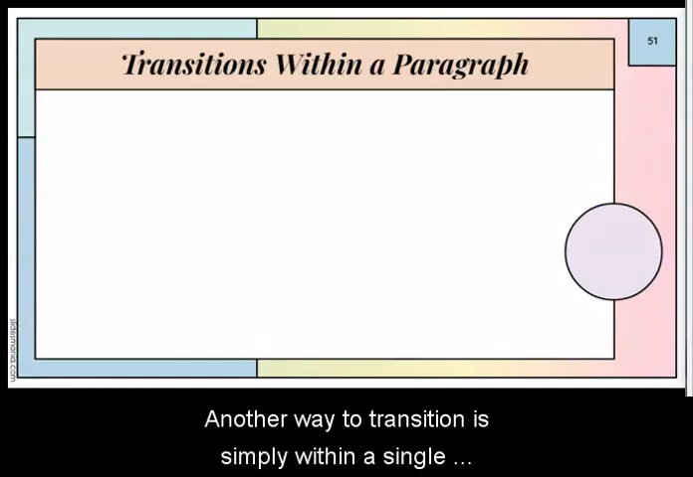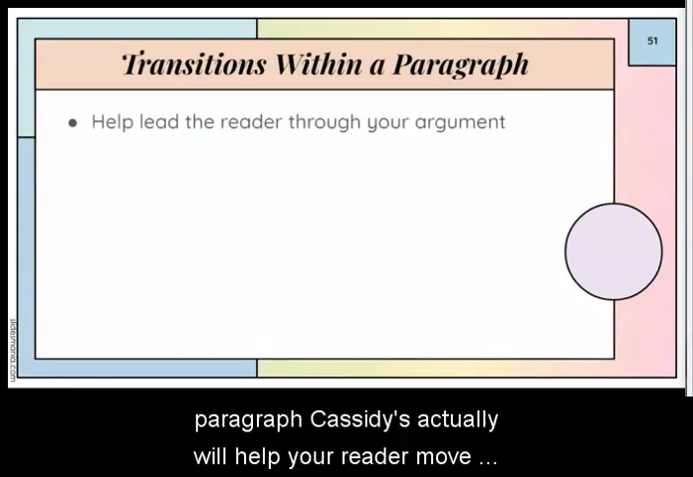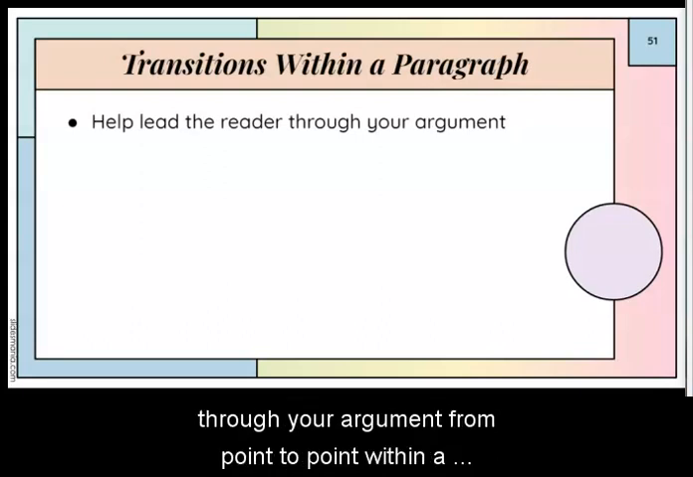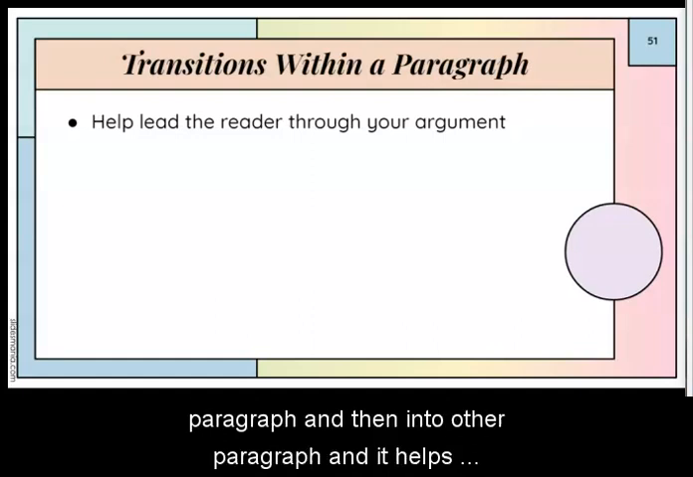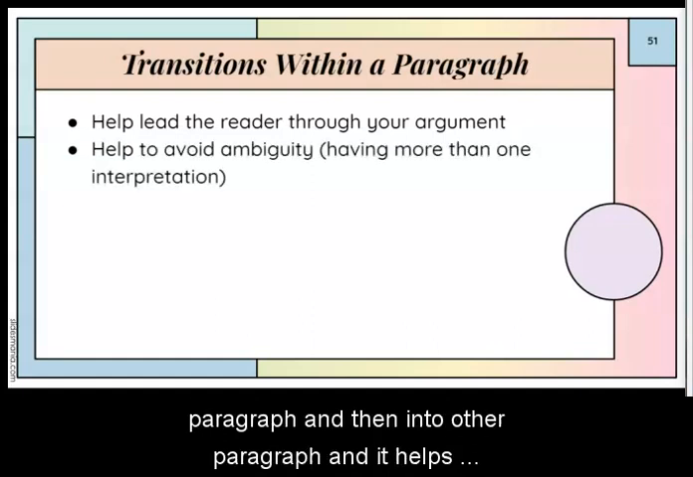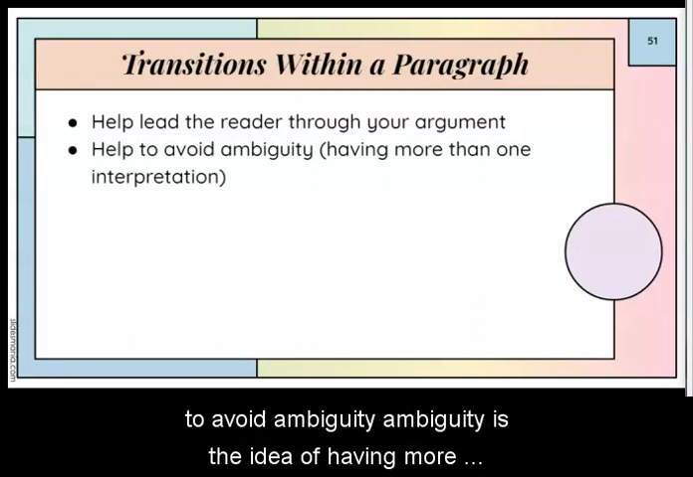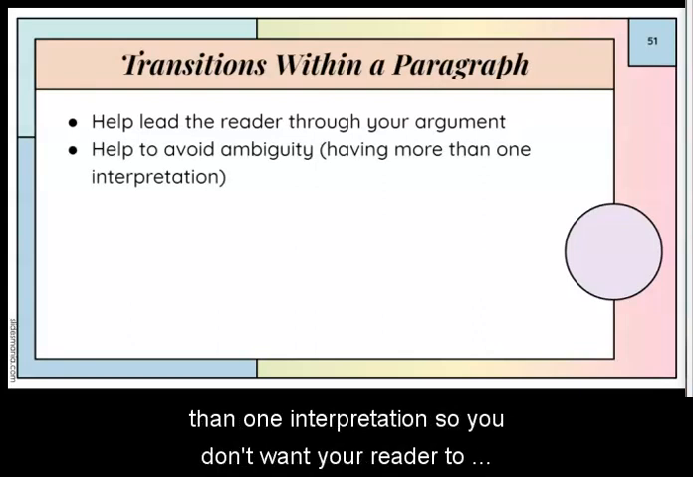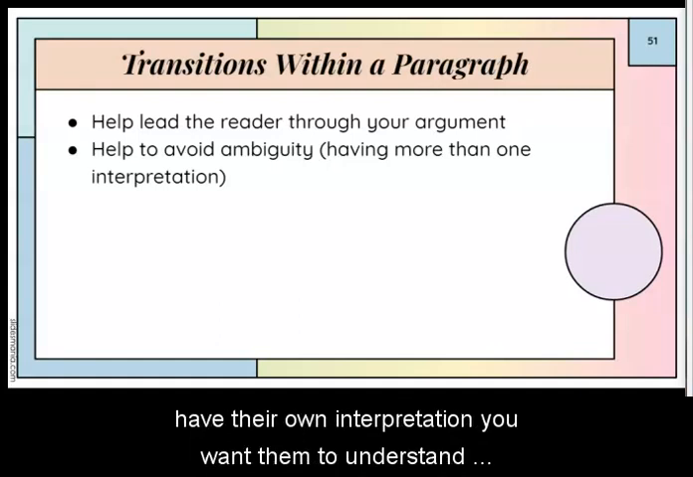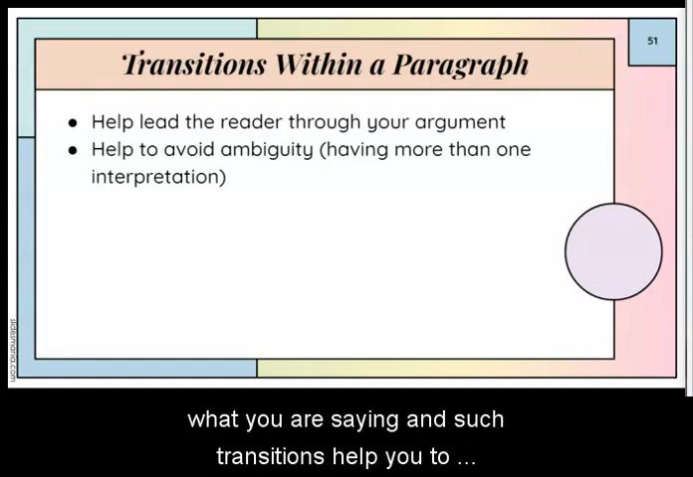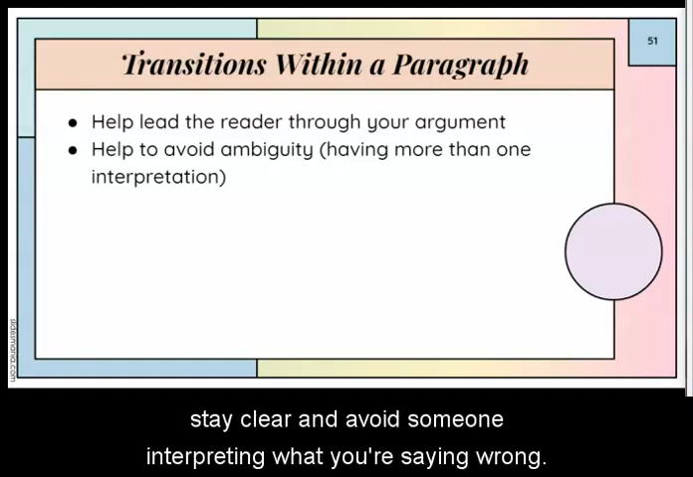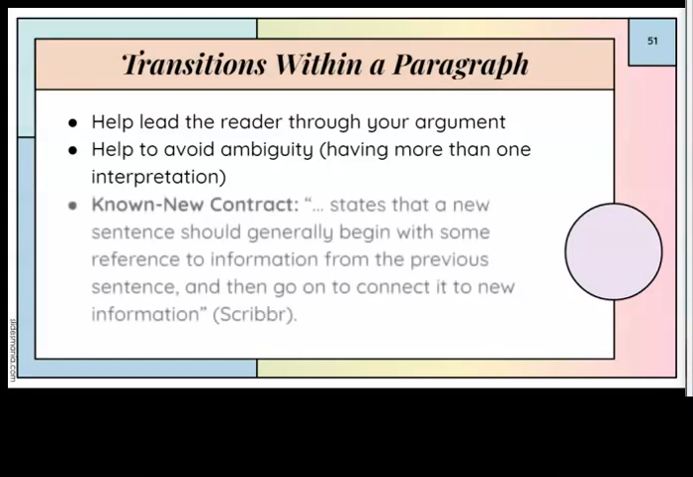Another way to transition is simply within a single paragraph. Okay, so these actually will help your reader move through your argument from point to point within a paragraph and then into other paragraphs. And it helps to avoid ambiguity. Ambiguity is the idea of having more than one interpretation. So you don't want your reader to have their own interpretation. You want them to understand what you are saying. And so transitions help you to stay clear and avoid someone interpreting what you're saying wrong.